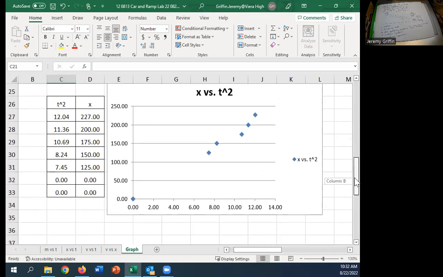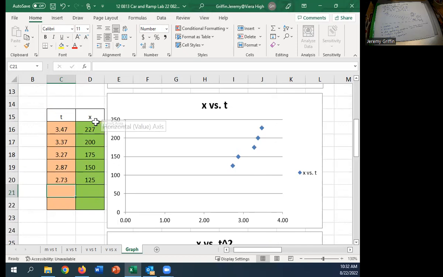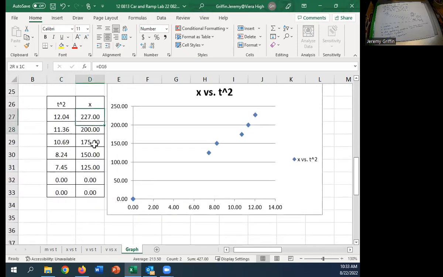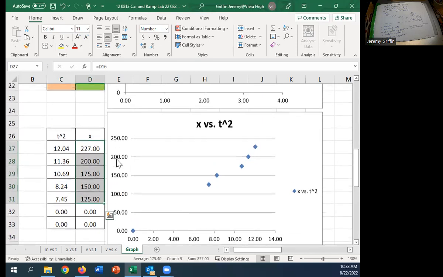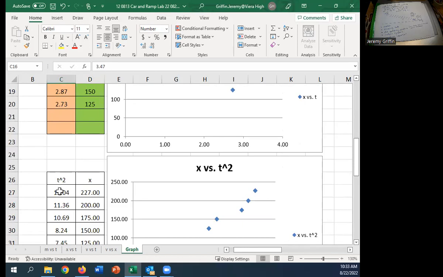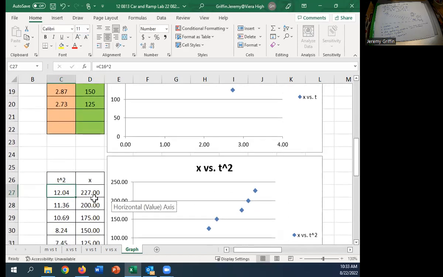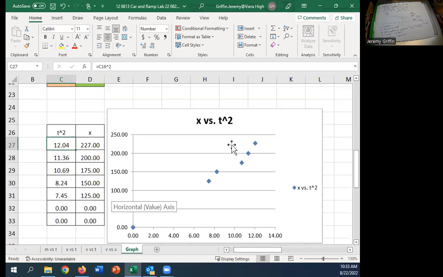All I did here, just to show you how it went from one to the other, is use the same data. So x is just copy pasted. See those 5 numbers, 227 down to 125. It's the same numbers. But then I had Excel automatically square the time. So 3.47, what is that squared? It just takes that cell and squares it. So all the time values are squared. Graph it, x versus t squared.